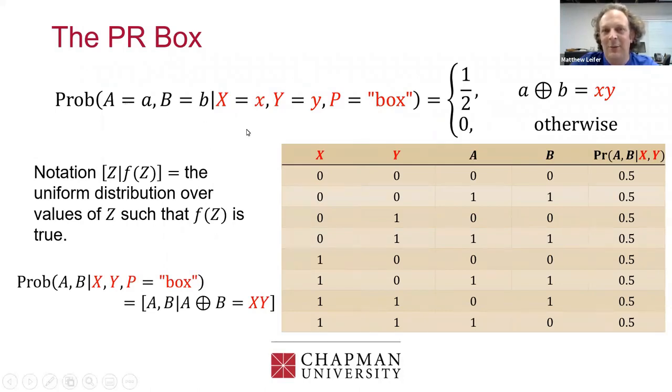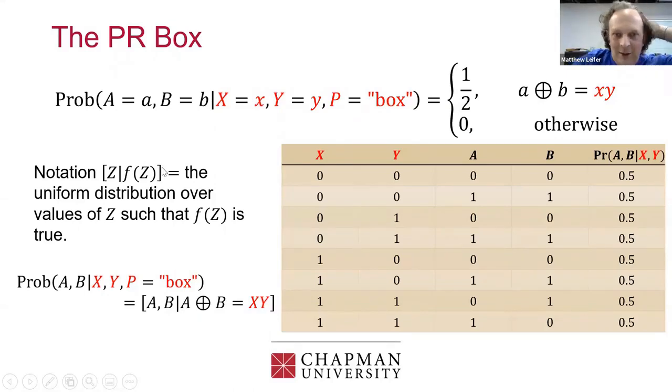So here, A, B, X, and Y are all bits. P equals box just means I set up the experiment to produce a PR box, right? And the probabilities are defined in this way, where this plus symbol means modulo 2 addition. So 1 plus 1 is 0 in that case. And this is ordinary multiplication. So that's the condition. And I've also drawn out the table of values that have non-zero probabilities. So if X and Y are either 0, 0, 0, 1, or 1, 0, then A and B have to be the same. And if X and Y are both 1, then A and B have to be different.